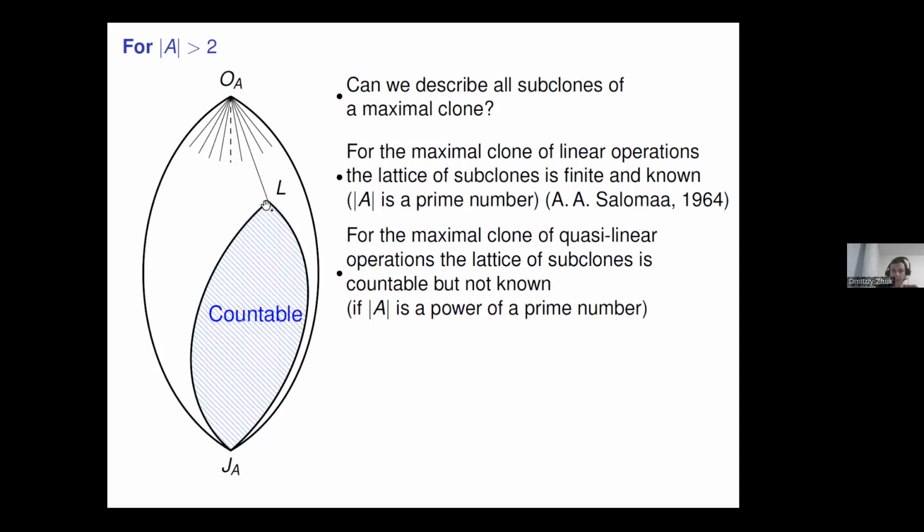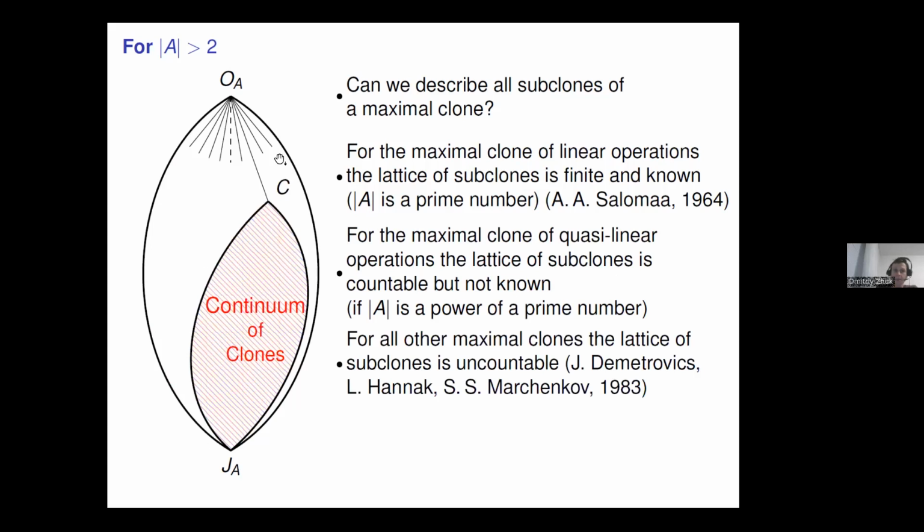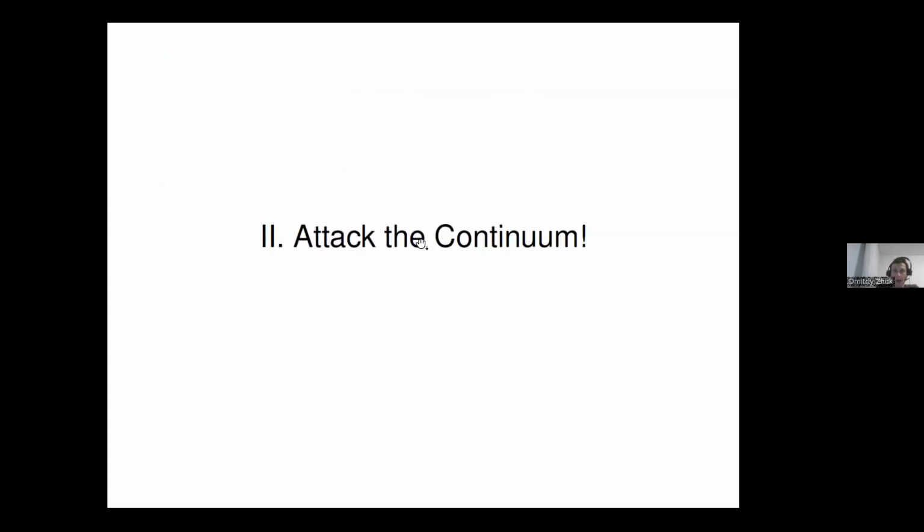But if you consider the maximal clone of quasi-linear operations, already here we don't have a complete description, but we know that this sublattice is countable. And we know that in all the remaining cases, this sublattice is uncountable. So it means that we have continuum everywhere. And it means that if we want to get a complete description of something, we should know how to describe this continuum. And the second part of my talk: attack the continuum.